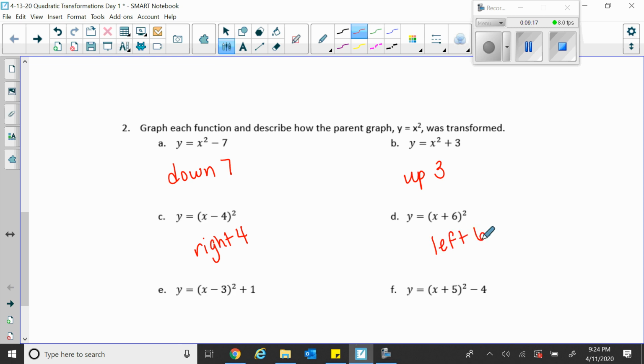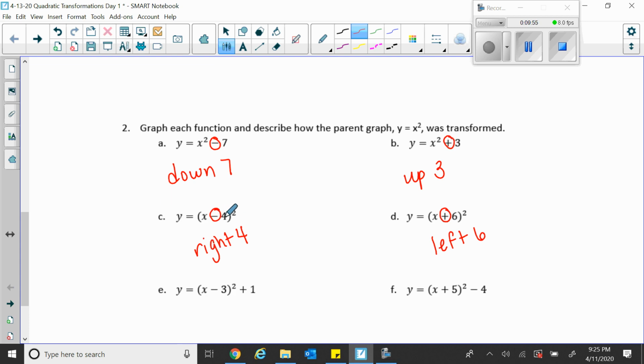Now one thing I want to mention about this is on A and B, it made sense. If it was minus on the outside, it went down. If it was plus on the outside, it went up. But here, in the parentheses, it's kind of backwards to how we thought it would be. So the left and right movement is actually opposite. So we've seen that before when we graphed in vertex form. I always told you if it's in the parentheses, it's opposite of what you think. And it's the same thing here.